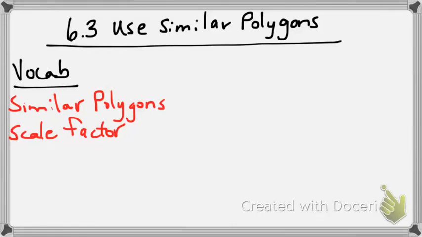All right, here we go. Moving on to 6.3. We're going to talk about using similar polygons. Again, this is probably more of a review than anything else. Our vocabulary for this particular section, our key vocabulary, is similar polygons and scale factor. So let's go ahead and jump right in to make this as short as possible.